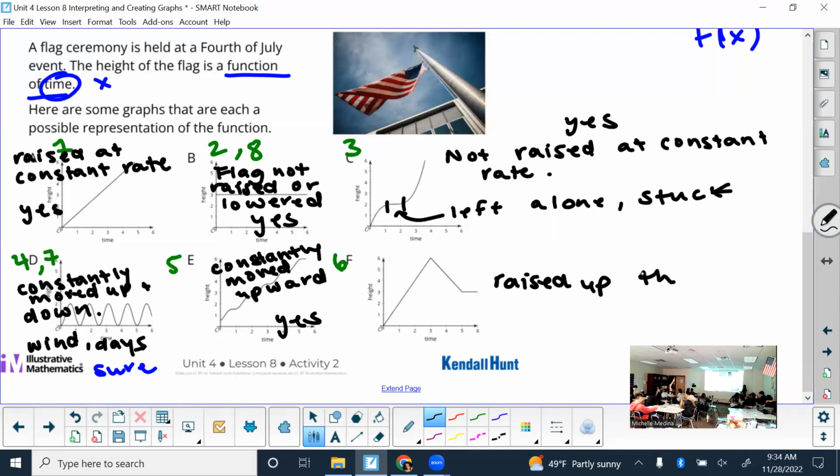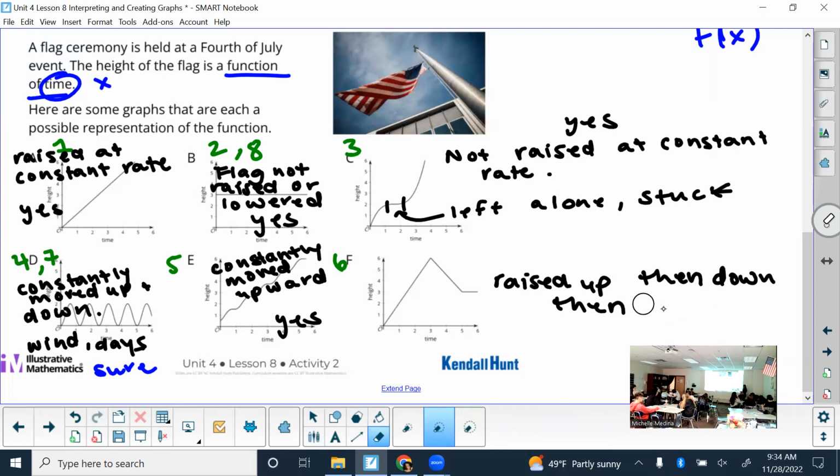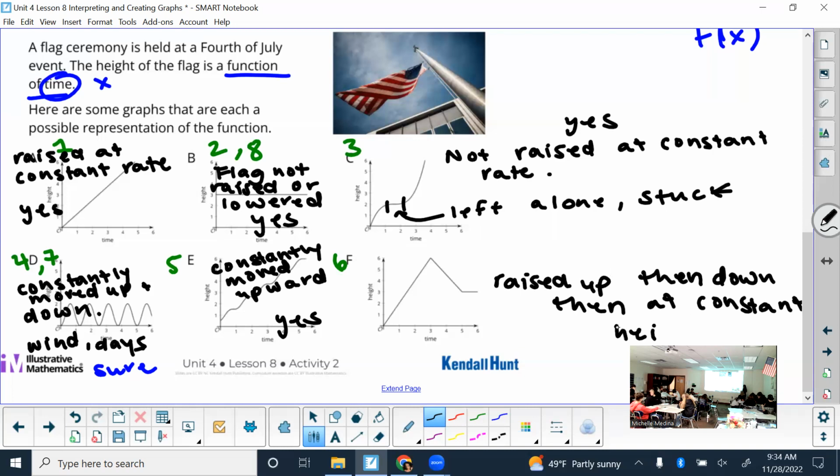So raise up, then down, and then what? Then not at all. So then I'll just put then at a constant. So it was raised up, then down, then at a constant height, so then it stops being raised. Is that reasonable? Yeah. Now, I agree. I think that they are all possible.